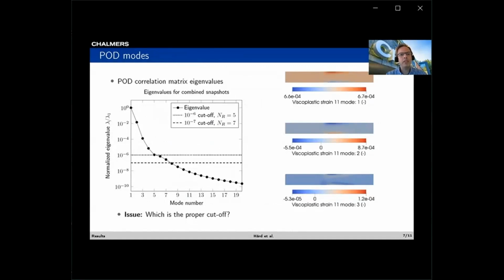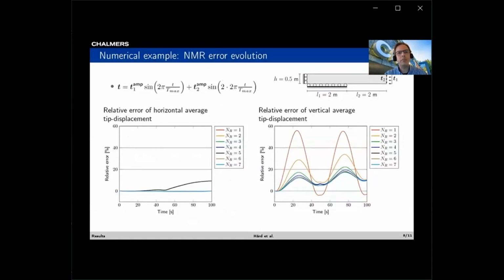And what we will investigate is, of course, the number of modes that we have to incorporate in order to get a good approximation. Looking at the application, we combine the loads using the sinusoidal functions, as you see here, and we plot the evolution of the relative error of the tip displacement in vertical and horizontal direction. And looking at the vertical tip displacement error, we see that for only one basis function of viscoplastic strains, we have a large error of almost 60% at worst.